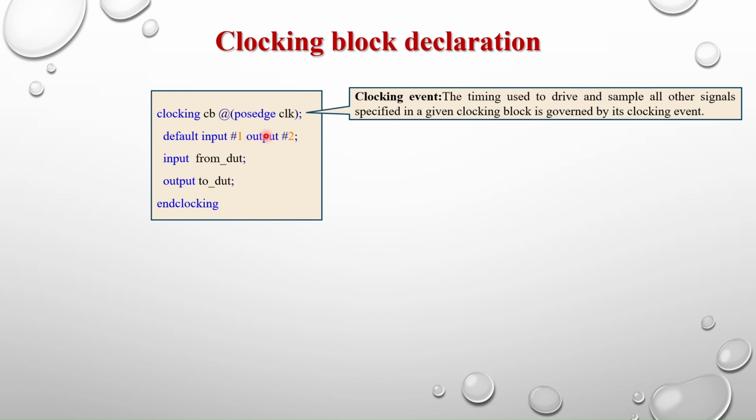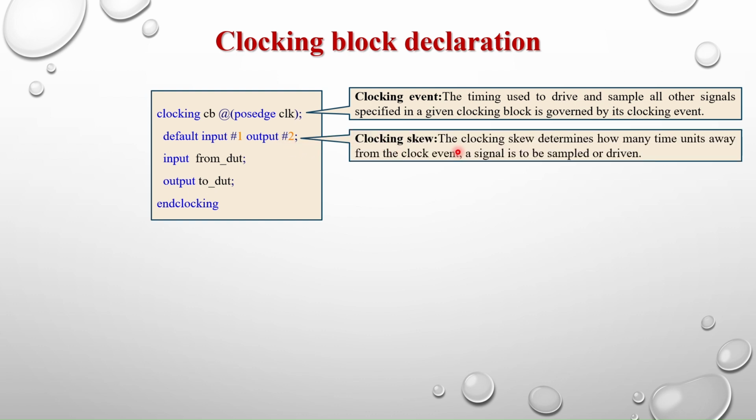And default input #1, output #2. So what is this #1 and #2? This #1 or #2 is called a clocking skew. The clocking skew determines how many time units away from the clock event a signal is to be sampled or driven. That means here input and output are there. Input means always be sampled and output means always be driven.